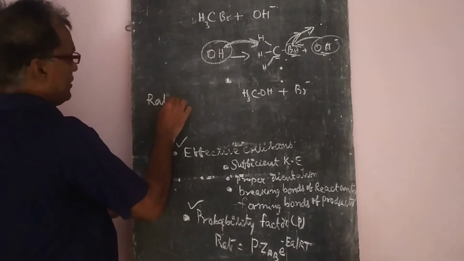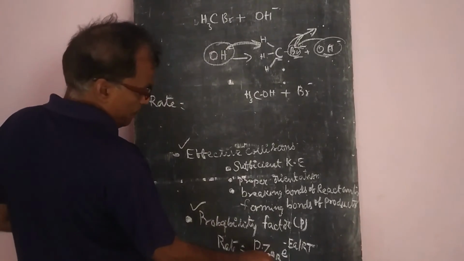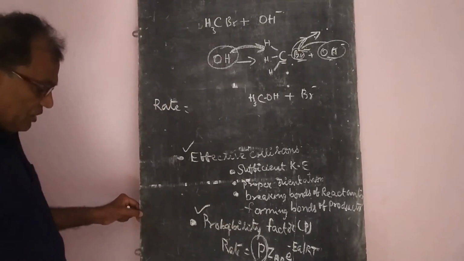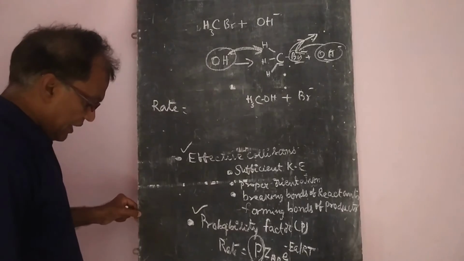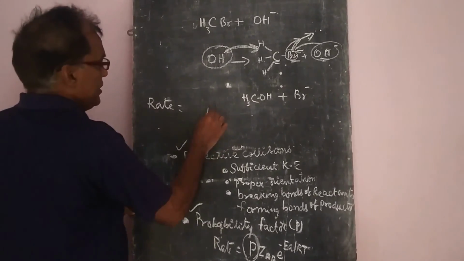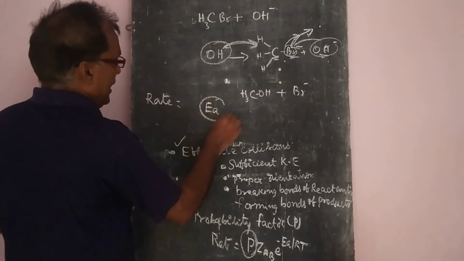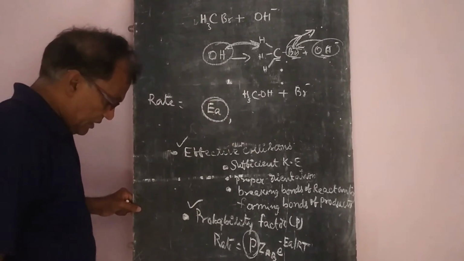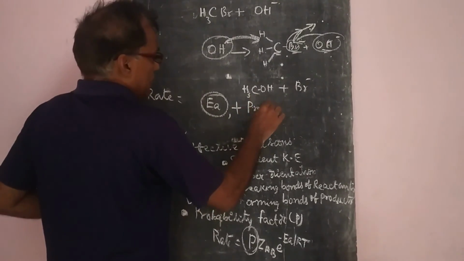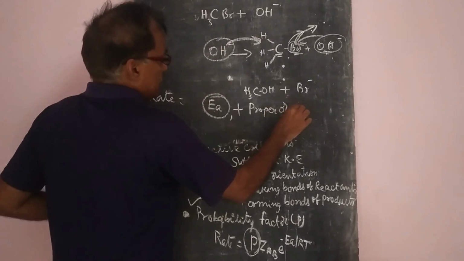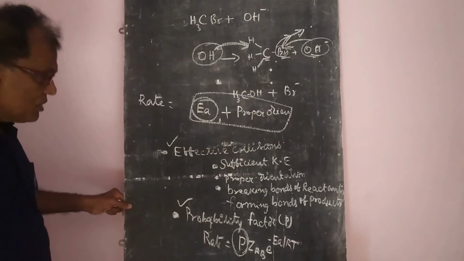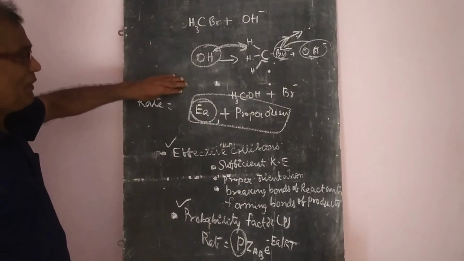So the rate is equal to P into ZAB into e to the power of minus Ea by RT. Here P is called the probability factor. What mainly determines this probability factor? Ea by RT, that is the activation energy, and the proper orientation. These two make the effective collisions and form the products. So these two mainly depend on the probability factor. Like this, the collision theory was explained.